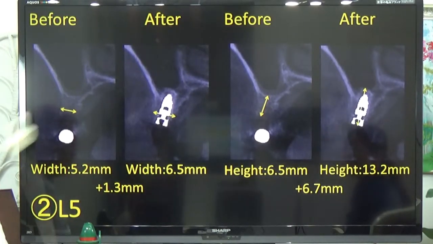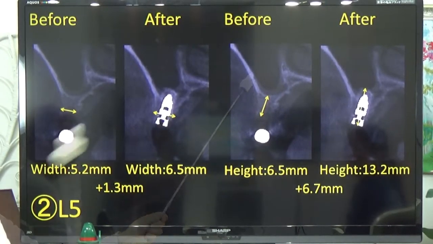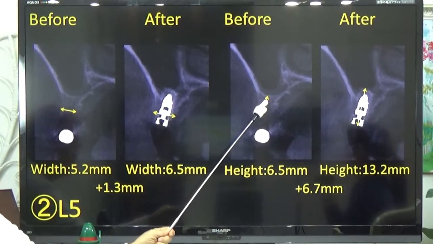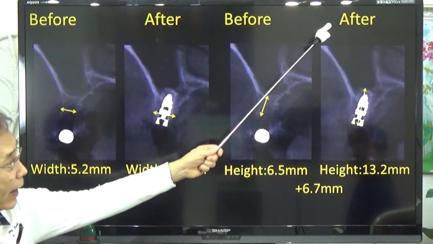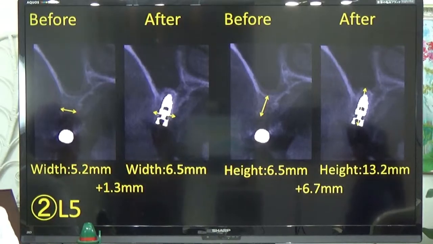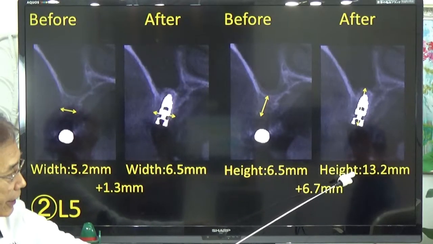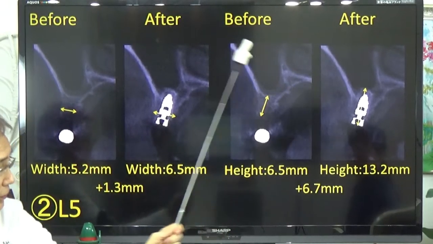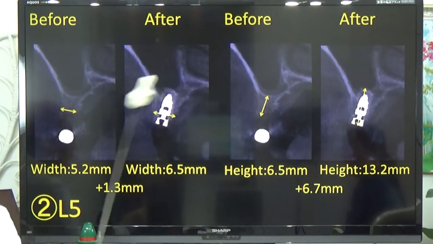This is before operation 5. Look at this. This is the height, the distance to the maxillary sinus. The height is only 6.5 mm. Look at this, after the operation. Same 5. The height became 13.2 mm. The increase in height is 6.7 mm.